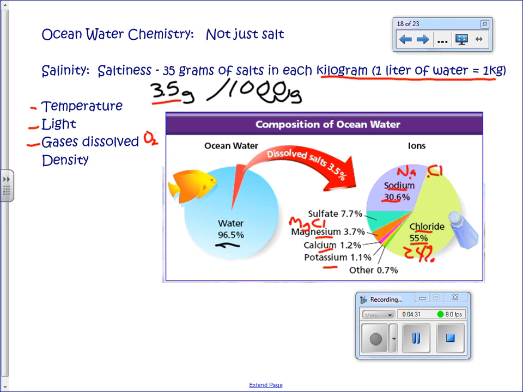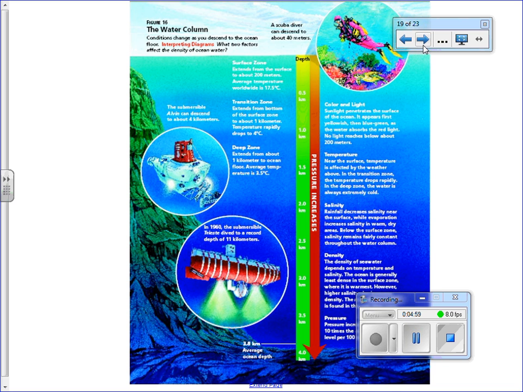And so the dissolved oxygen is also affected by the temperature. And you can imagine there's going to be more light and a higher temperature near the surface. Similarly, with the gases dissolved, if there's more mixing, you're going to get more bubbles of water, more oxygen. Okay? And all that, of course, affects density. So let's look at our next page.